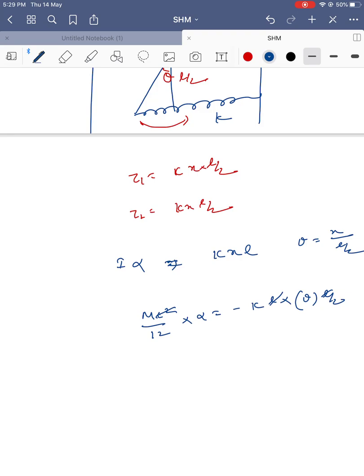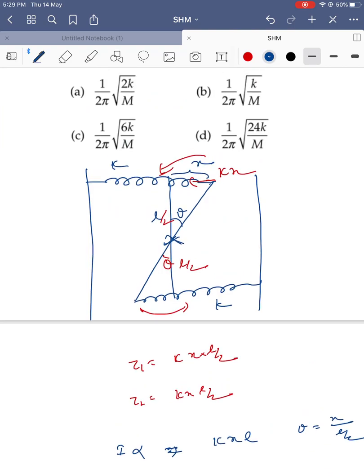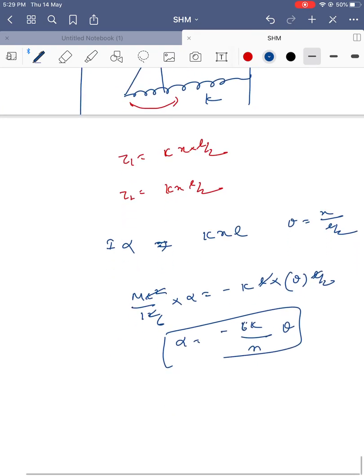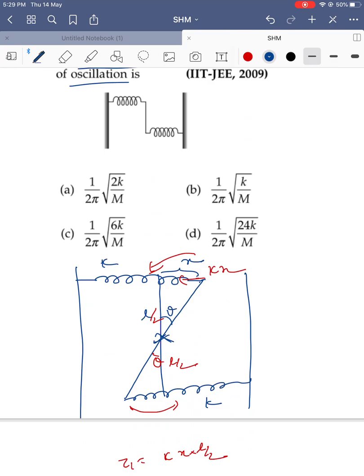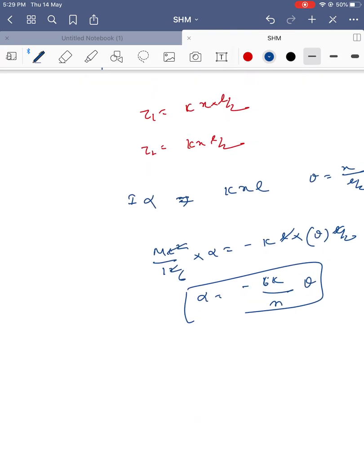So we solved the same model in the previous example. Alpha is equal to minus 6k by m into theta, so omega is the square root of 6k by m. Here the rod mass is mentioned, so mass m. Time period is equal to 2 pi by omega, which is the square root of m by 6k. If frequency is asked, it is 1 by time period, so 1 by 2 pi into the square root of 6k by m. So this is how we should solve.